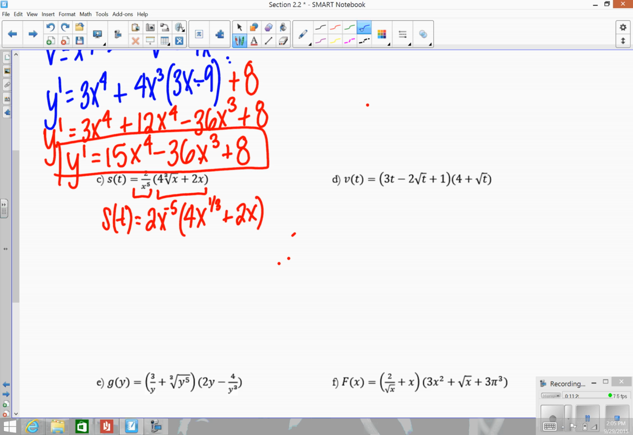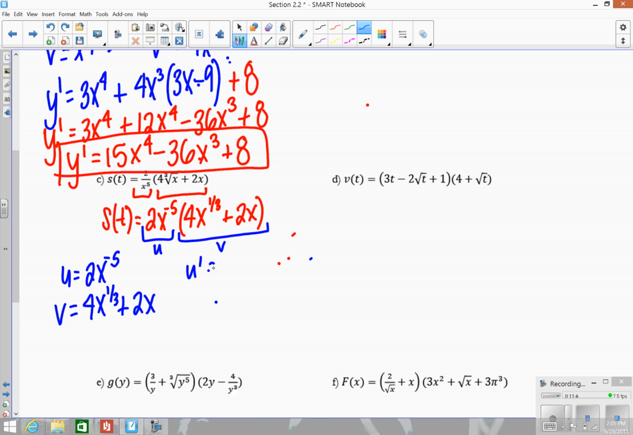plus 2x. So now I have this is going to be u, this will be v. So 2x to the negative fifth, v is going to be 4x to the 1/3 plus 2x. U prime, so multiply, you get negative 10x, subtract 1, so minus 6. And then v prime is going to be 4/3 because you're multiplying that 1/3 times 4 x, and now you're subtracting 1. So really think of it as subtracting 3 over 3, so you have your common denominators. It's the same thing as subtracting 1. So you get negative 2/3 and then plus 2.